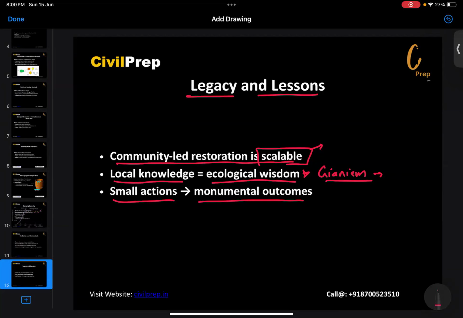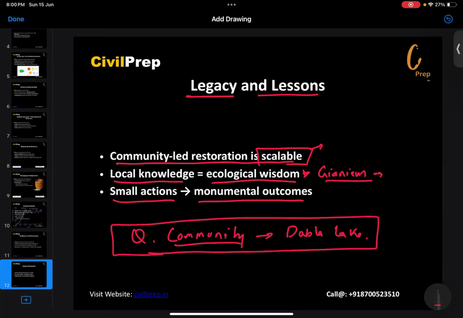Now there is one question for you. The question is, what is the community which is living in this particular region of Dabla Lake? Do write the answer of this community in the comment box, because this will help you to understand what the community is here and how it is interacting with the local environment. It will help us to understand the cultural determinism, the cultural aspect of the region also.